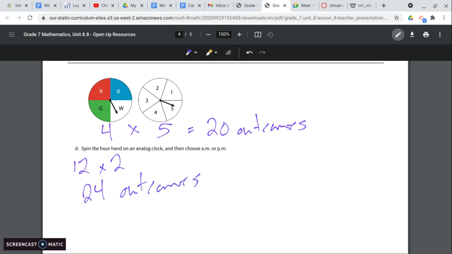So this is what we're looking at when we're dealing with outcomes and tree diagrams. So we could have done, we had, let's see, AM, PM, and then listed out all 12 of our hours. And that would be how we could show it. So this is what we're looking at here. The tree diagram is your key word for this lesson, tree diagram.